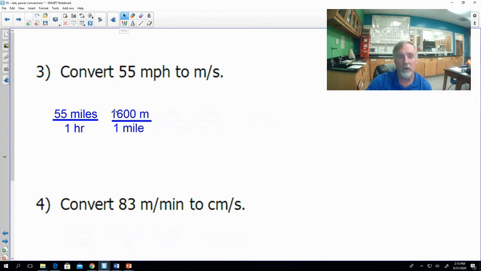Do we have to go any farther? Well, we've got our miles on the top. We've deleted our miles from the bottom. So we got rid of our miles. We're left with meters. That's what we're looking for. We want meters on the top.